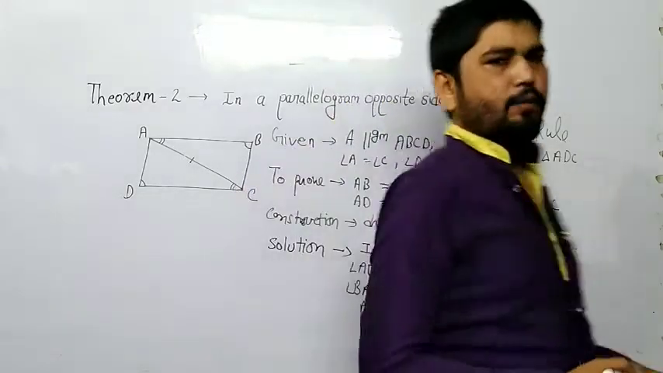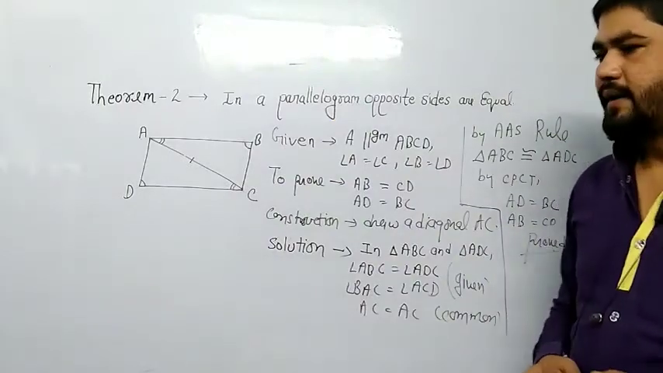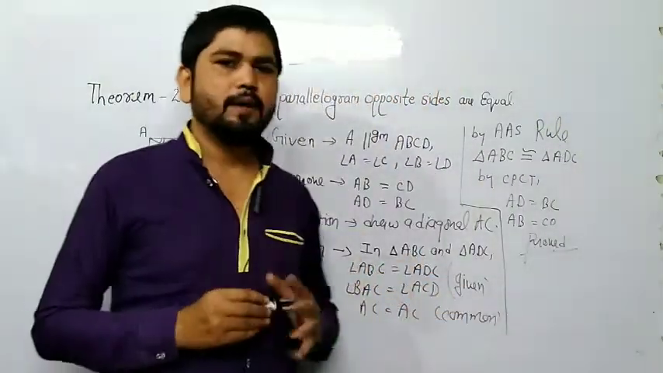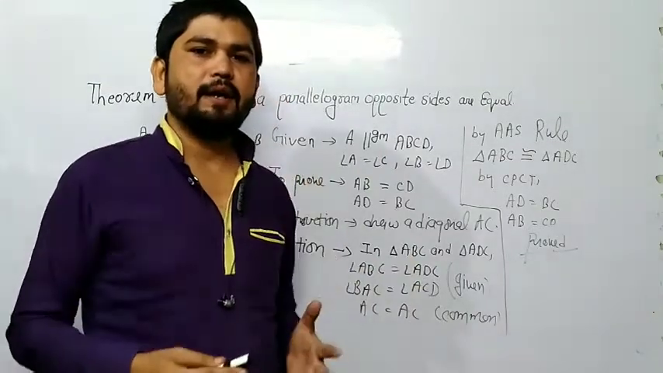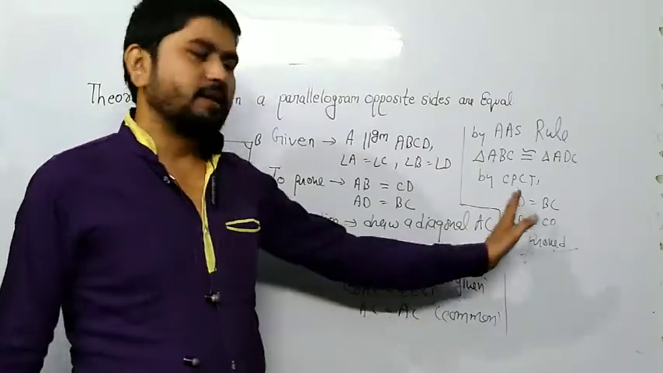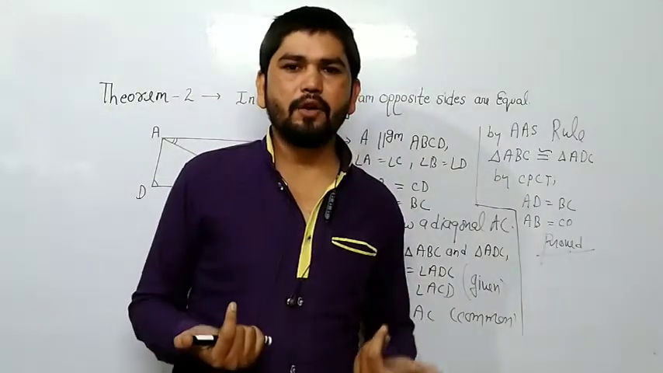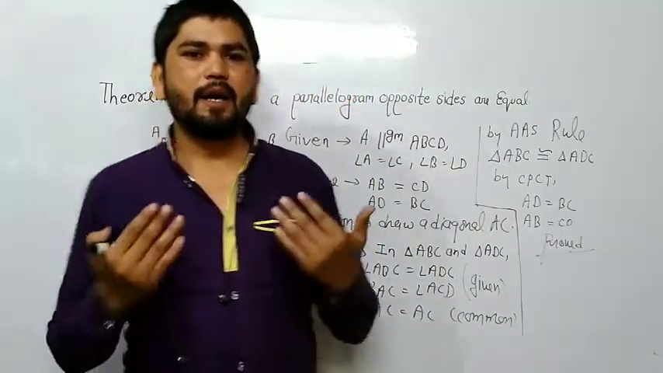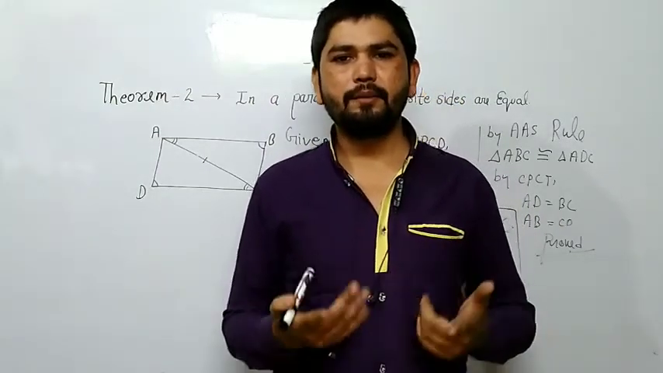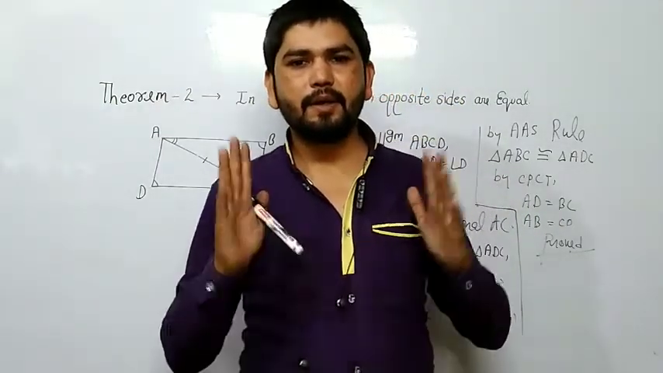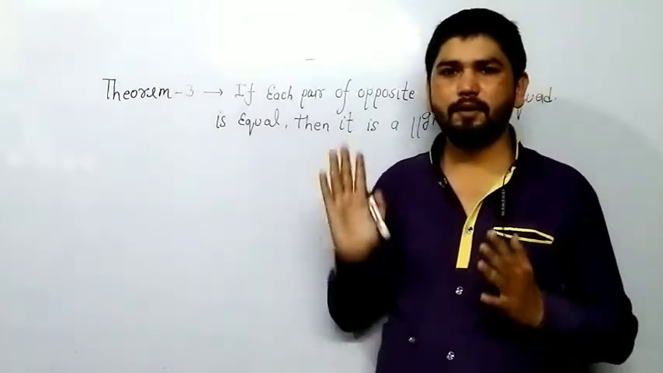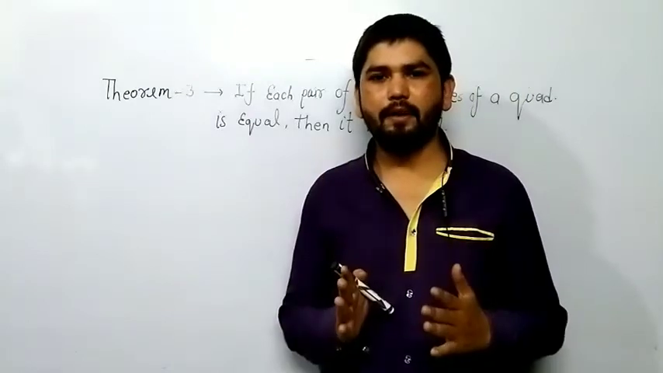Okay? Any problem, students? I think there will be no problem. Just what we have done, we have proved both the triangles congruent. Then we got by CPCT, in a parallelogram, opposite sides are always equal. Okay? Now the next theorem, that is theorem number 3. So this is theorem 3 of parallelogram.